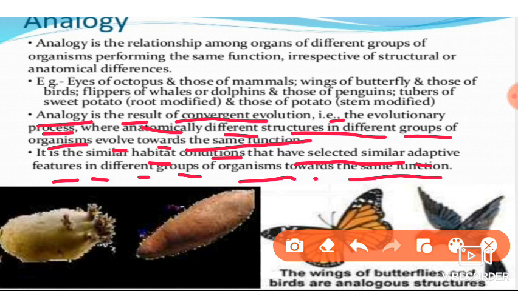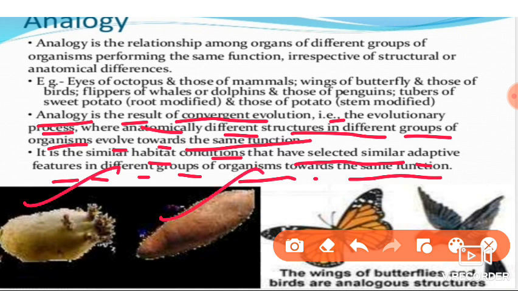They are pointing towards a particular point. If you observe them, they have totally different origins, but the function you can see is the same. For example, you would not compare the birds and the butterfly. Butterfly comes under arthropoda, they are invertebrates. Birds come under vertebrates. But the function is the same. Whatever organs they have, they are using them for the same function.